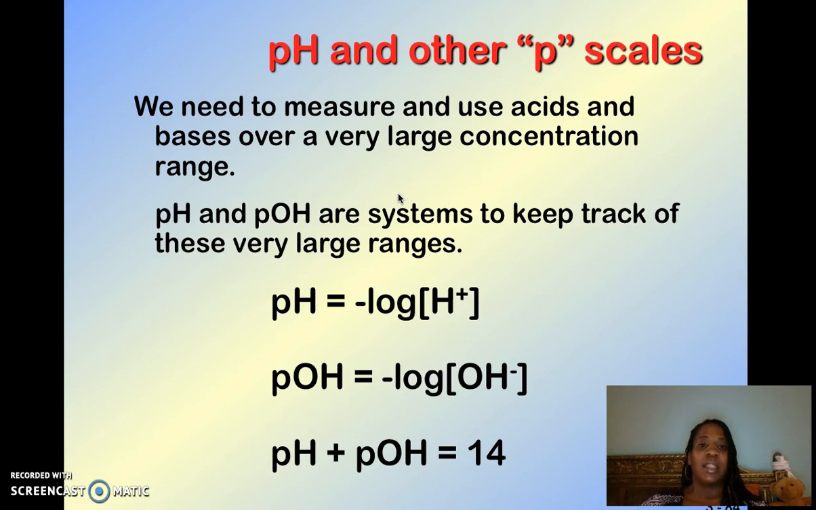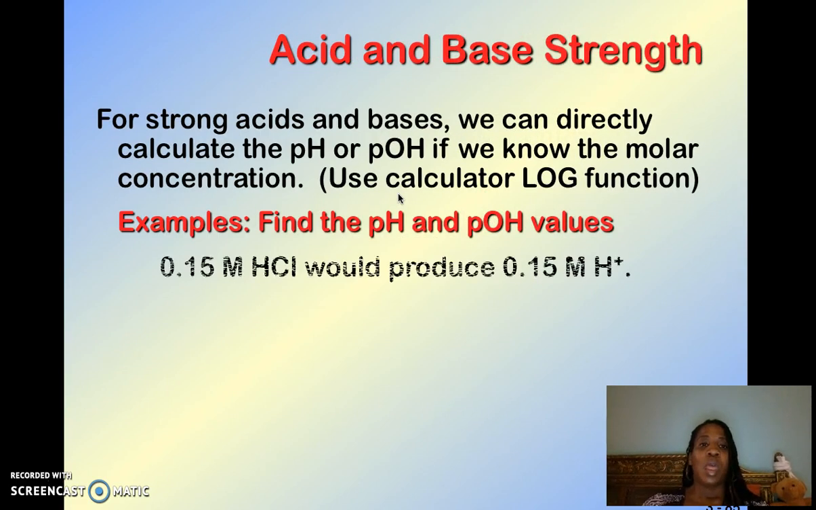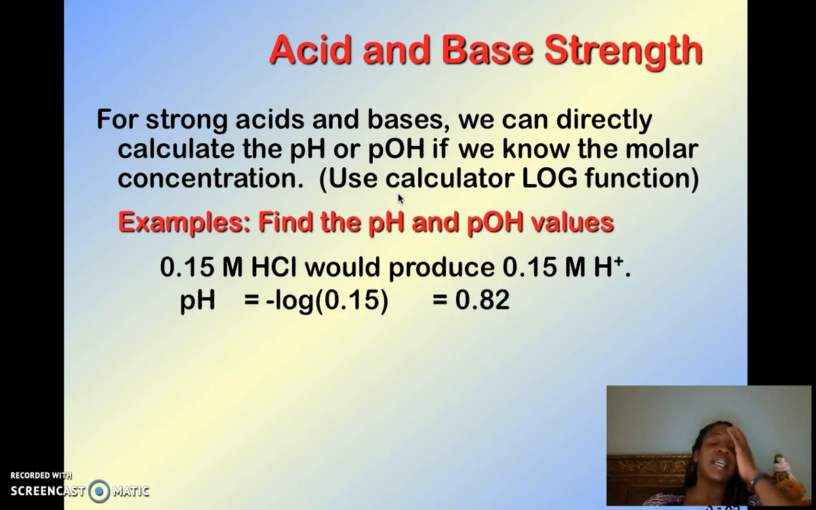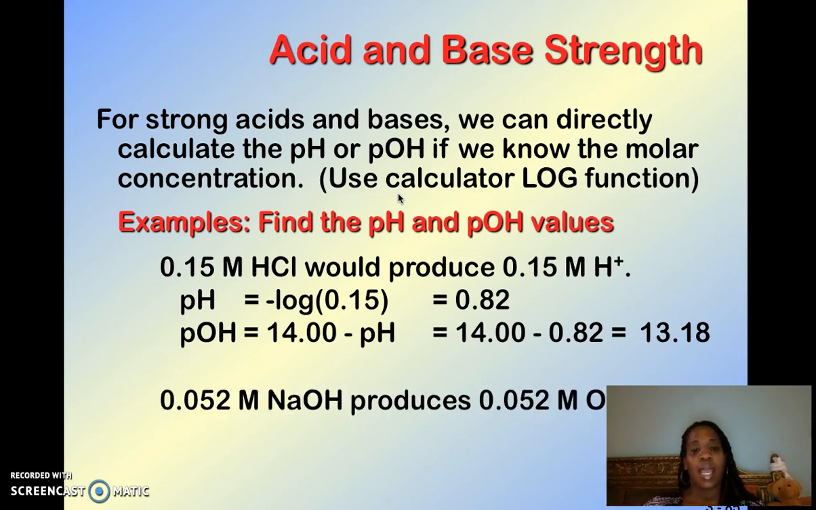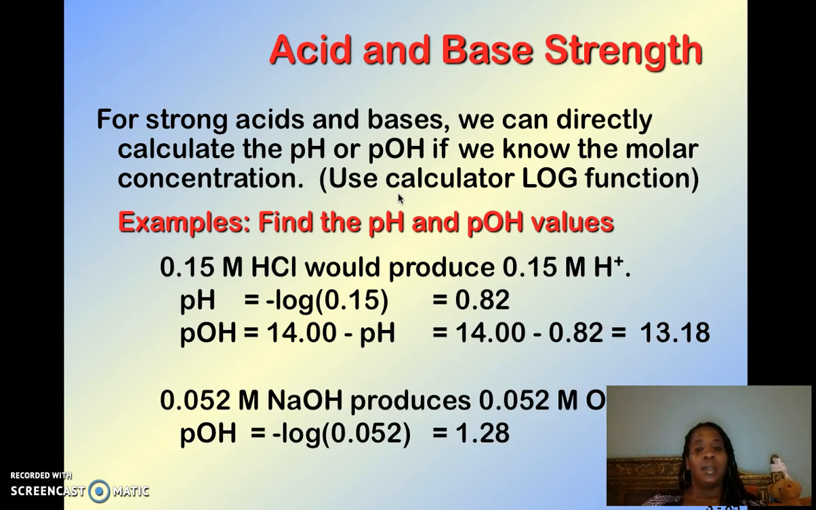Just keep in mind that these systems are helping us to keep track of our concentrations of hydrogen ions and hydroxide ions. The sum of those two values is equal to 14. If you want to figure out if an acid or a base is strong, that will let you know. It will let you know based on the pH value. So if you have 0.15 molar hydrogen ion, negative log of that number, you have to use your calculator in this case, is 0.82. pOH would be 14 minus that number, so 13.18.